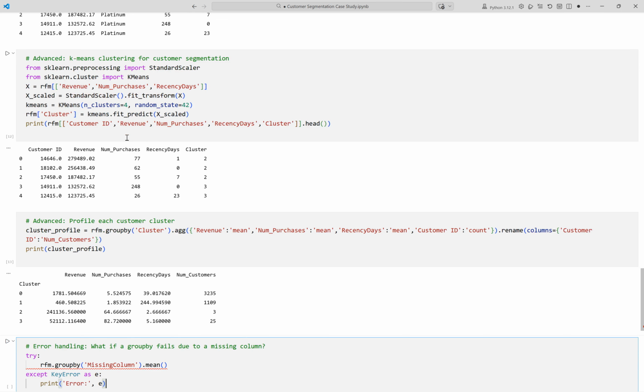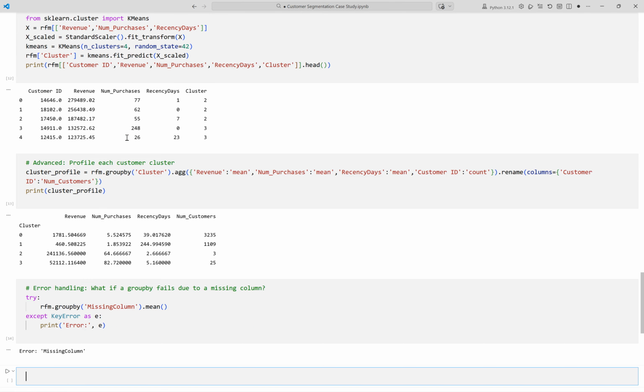Running the cell now. This output shows that the code correctly catches and reports an error when trying to group by a column that doesn't exist. Notice the explicit key error message, which helps identify missing data issues early. This error handling is crucial to ensure your recency analysis runs smoothly without unexpected crashes. Practice: try correcting the Group B with the right column name to recover from the error.